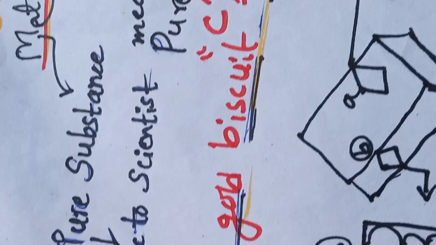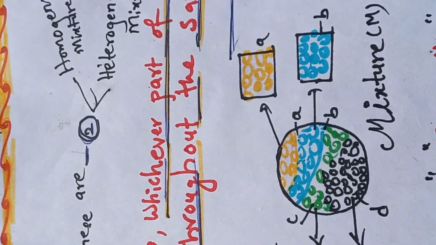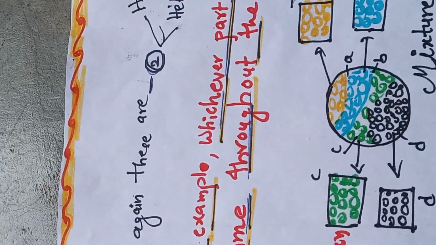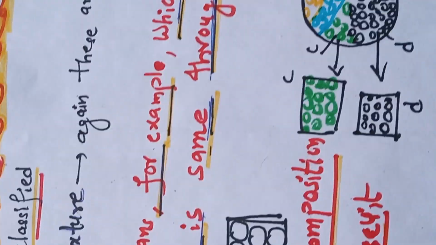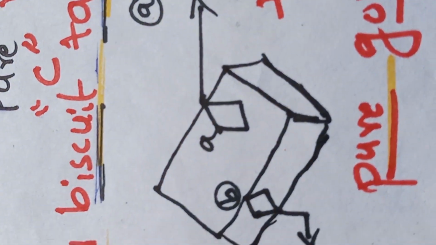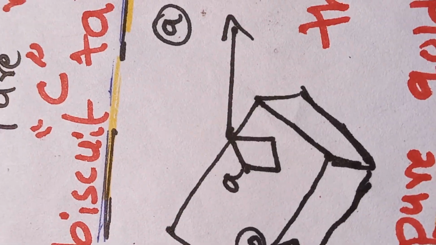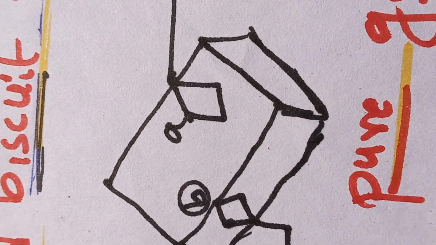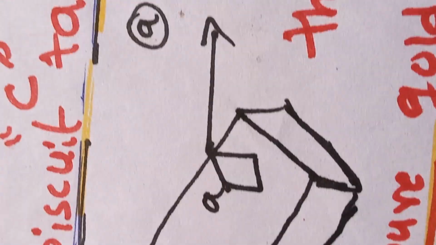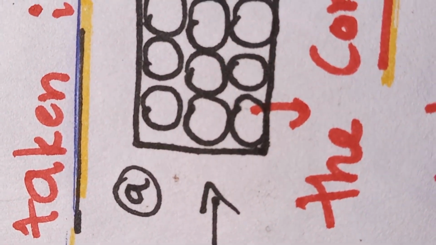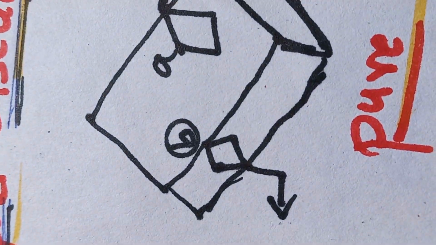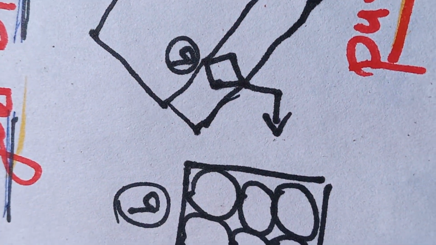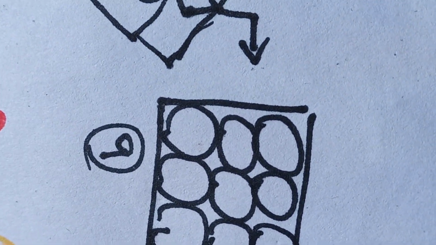But according to scientists, pure means, for example, whichever part of the pure gold biscuit is taken, the composition is the same throughout the sample. Here, if you observe this figure, this is the gold biscuit. If we take any part from this gold biscuit, the composition will look like this only. If we take the A part, it looks like this, and if we take the B part, the box shape part, then it will look like this.